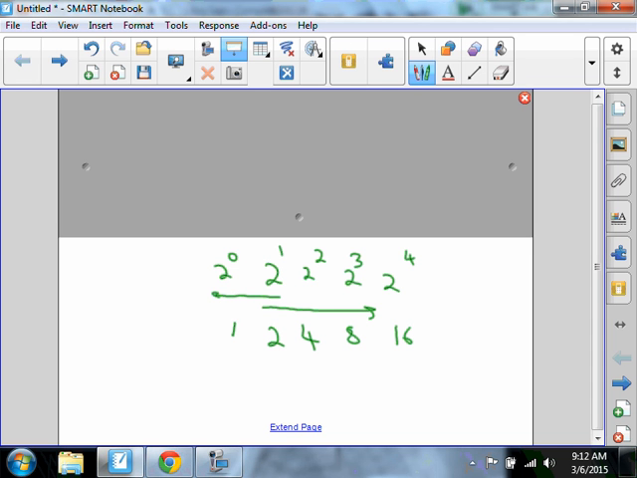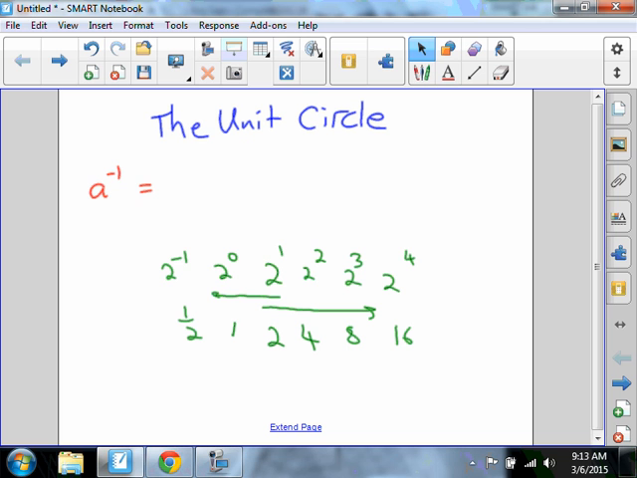A smaller power, divide by 2. Yes, we have the angle pi. 2 to the power negative 1 is 1/2. So the whole circle will be 2 times that, 2 pi. Another quarter of the way through the circle, we have the angle pi over 2. So 3/4 of the way around the circle is 3 pi over 2. So let's try this again. What's a to the negative first power? 1 over a. Winner, chicken dinner.